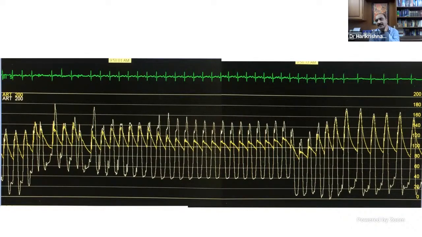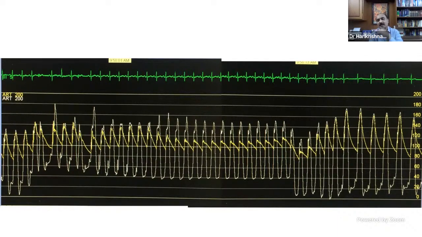This is one of our patients where we demonstrated an LV outflow gradient. You can see all those, no? Once you release, there is bradycardia. All those things are there in the tracing. So you said correctly, there is tachycardia.